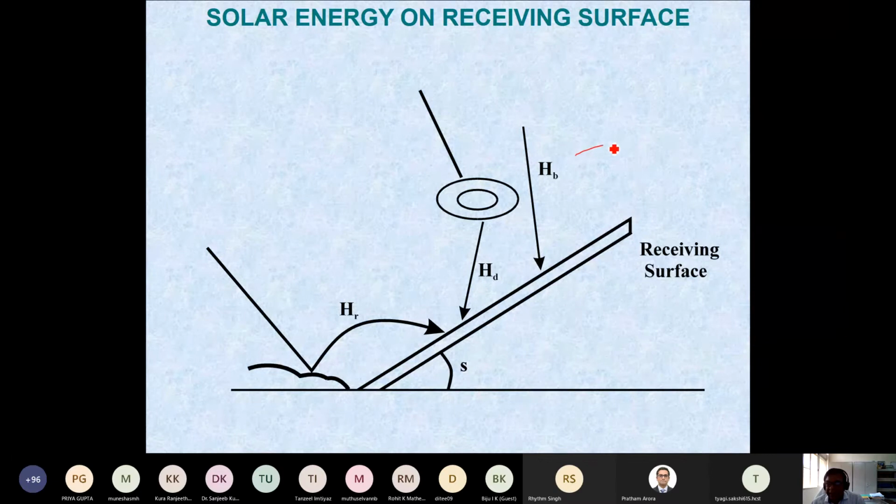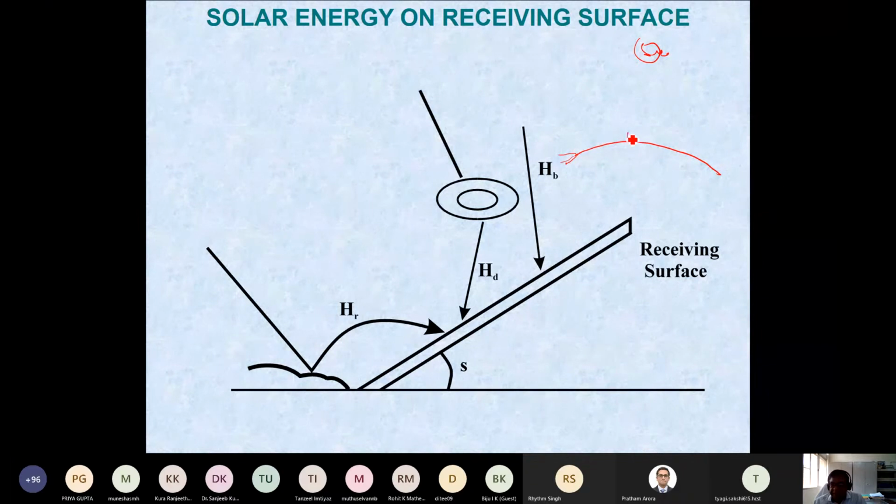Suppose this is the earth surface and here is the sun. What is the purpose of having the tilt surface? Of course, you can install the solar system horizontally on the Earth surface, but you may lose some incoming solar energy. So in order to use the incoming solar energy to the maximum extent, we need to tilt the surface. That is a simple way to understand why we need to tilt the surface.